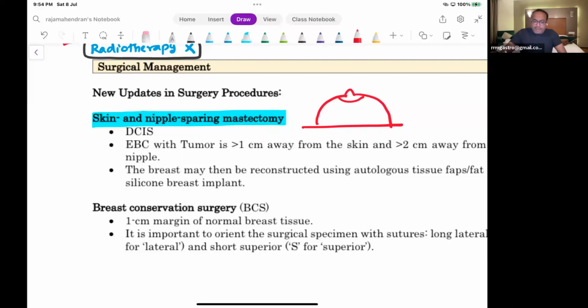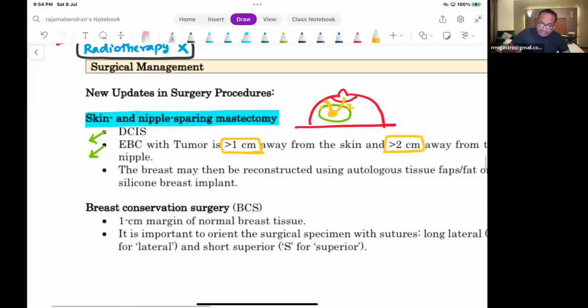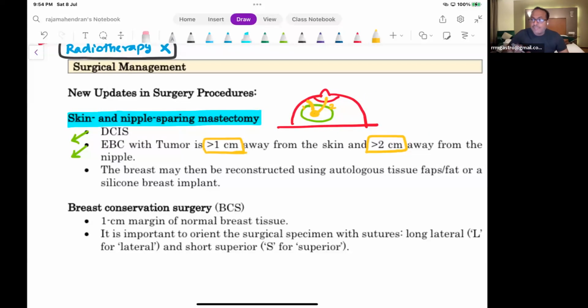So in a breast like this, they remove only the breast tissue and spare the skin, nipple and areola. There should be only two cancers: one is ductal carcinoma in situ, another is early breast cancer. Like this, an early breast cancer which is more than 1 centimeter from the skin and more than 2 centimeter from the nipple. So only if it is 2 and 1, we can do that surgery. So skin and nipple sparing mastectomy can be done when the tumor is more than 1 centimeter from the skin and more than 2 centimeter from the nipple.